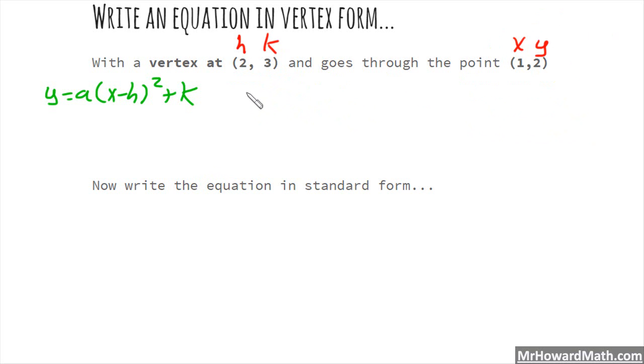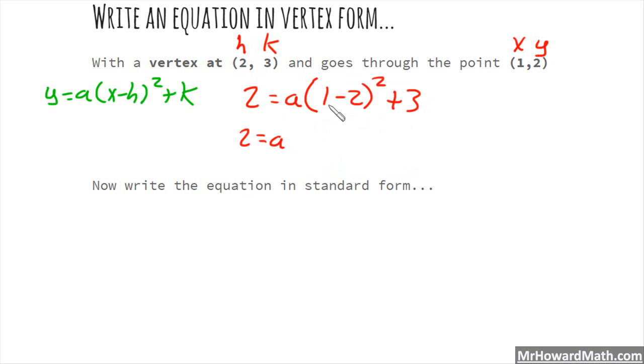So now let's fill in what we know. We know that y is 2. We know a is, we don't know that. That's what we'll find. X is 1. H is positive 2, so I always need the opposite sign in my parentheses. So subtract 2, square it. K is 3, so I write that exact value for k, plus 3. So now I'll start working it out to solve for a.